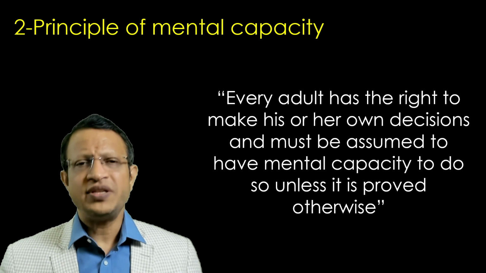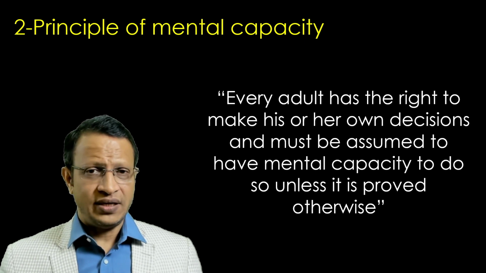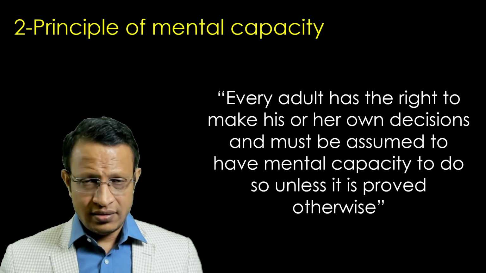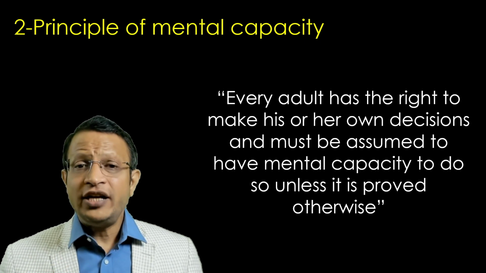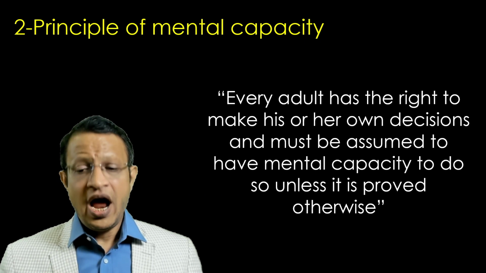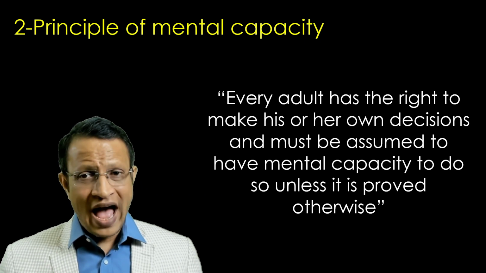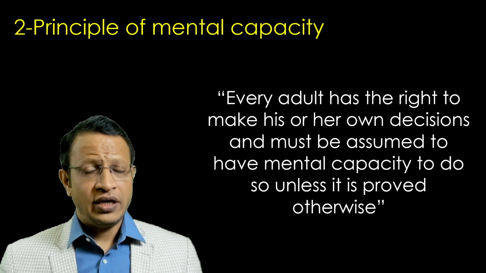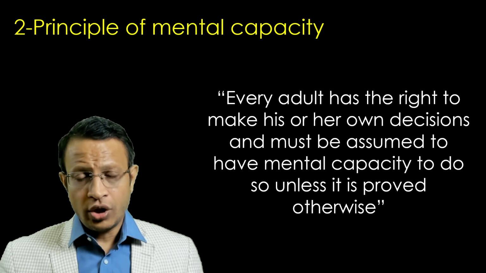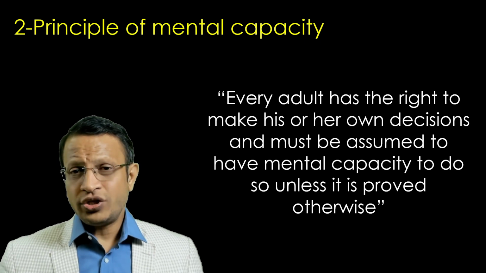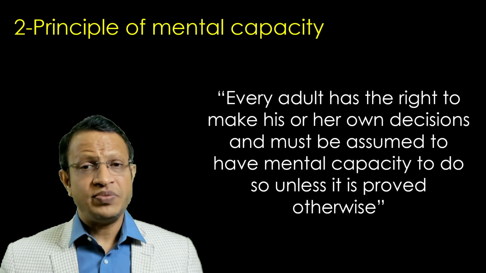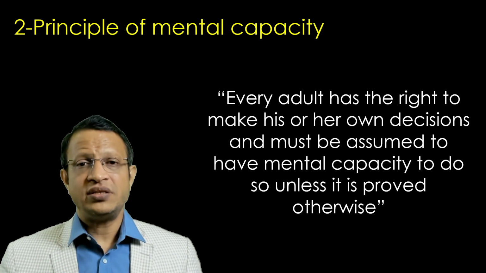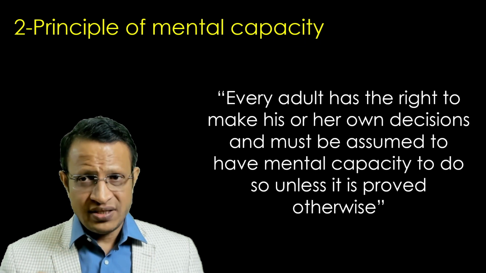Moving to the second important principle, the principle of mental capacity. Again, here also the rule of thumb says every adult, that means above the age of 18 years, has a right to make his or her own decision and must be assumed to have mental capacity to do so unless it is otherwise proved. That means even if a person is referred from the court, because of the Constitution of India, you will be saying every person has a capacity to decide. That means right to self-determination is there. He will decide for himself.